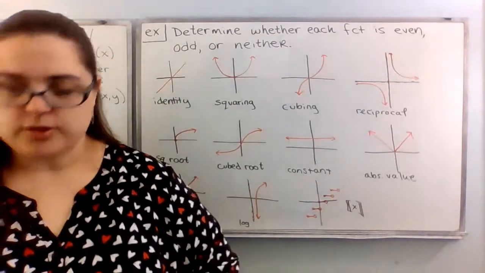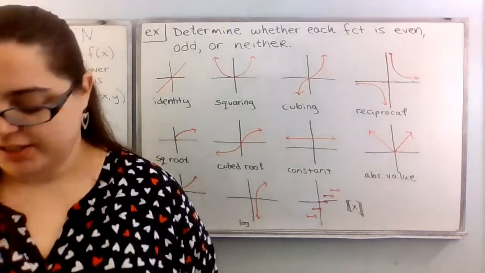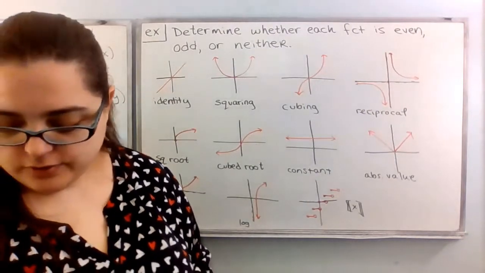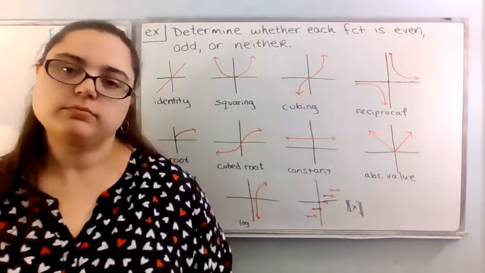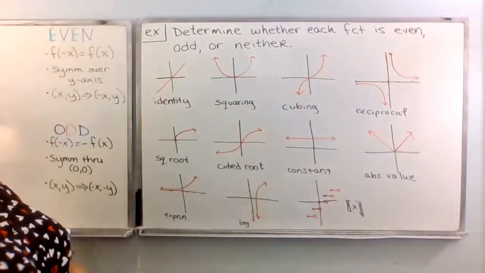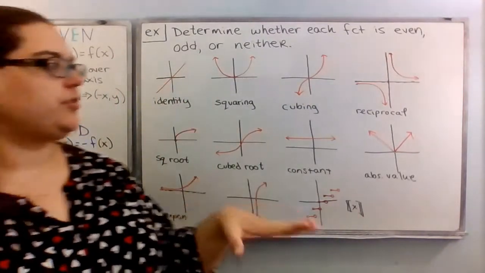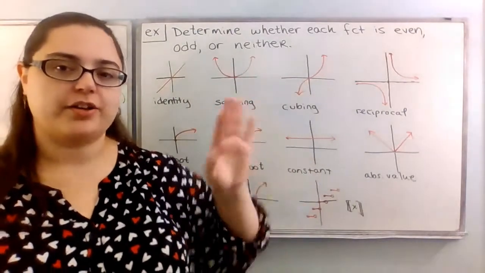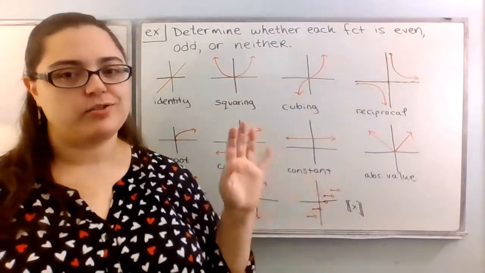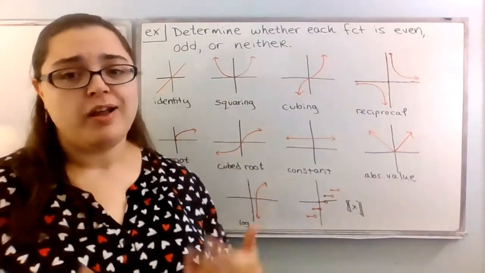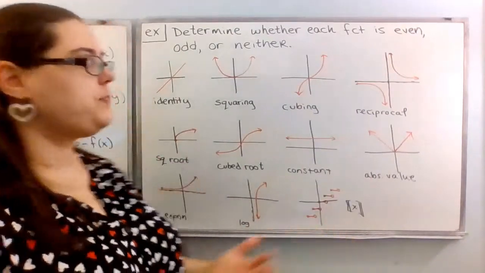All right, so now that we have our common functions sketched out, let's identify whether they are even, odd, or neither. So the first thing I'm going to do is do a quick scan and see if there are any that are symmetric over the y-axis. Those are the easiest ones for me personally. Those are going to be our even functions.